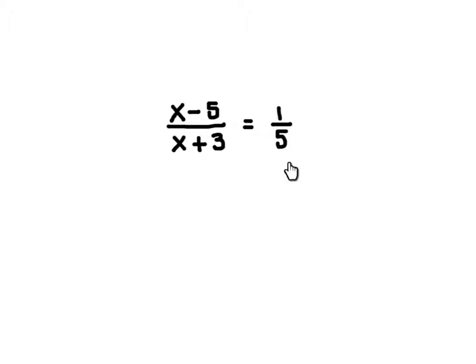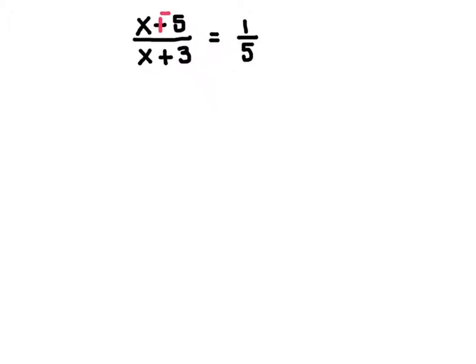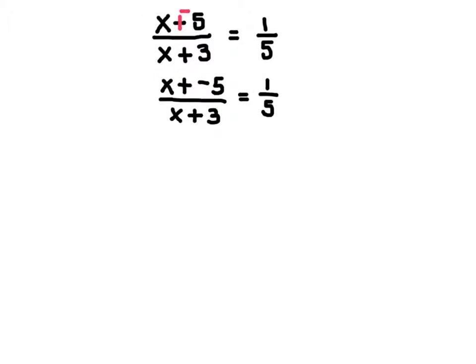Here we have another example of an equation with rational expressions. The first thing we want to do is change the subtraction to add the opposite. Okay, let's move this equation up. And I've rewritten the equation down below here.